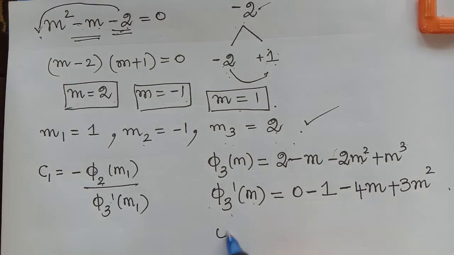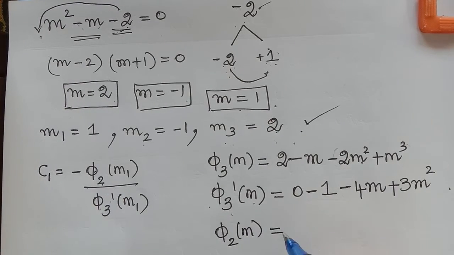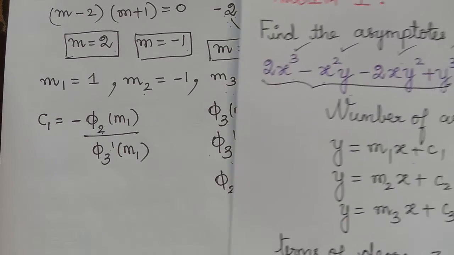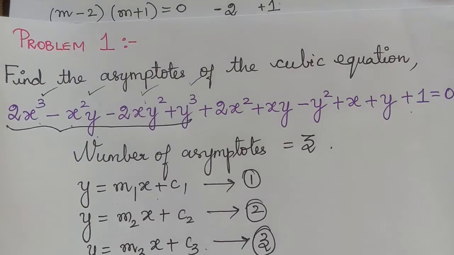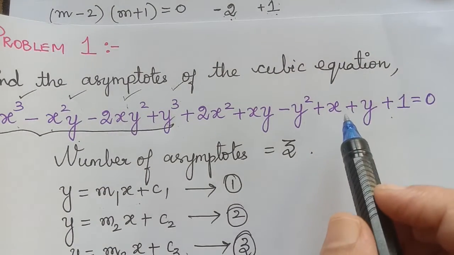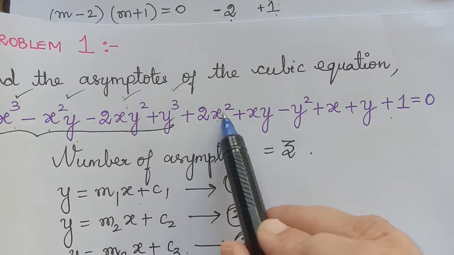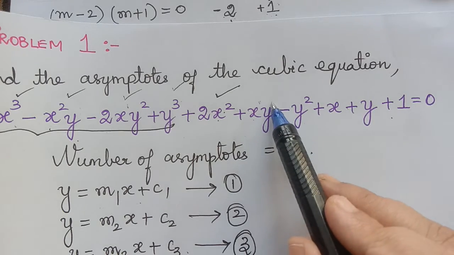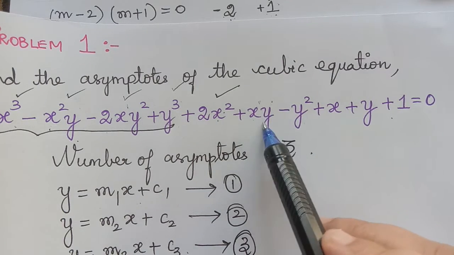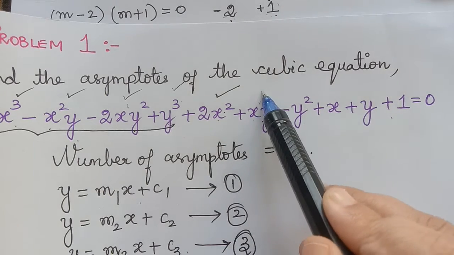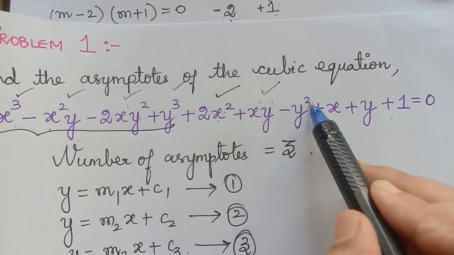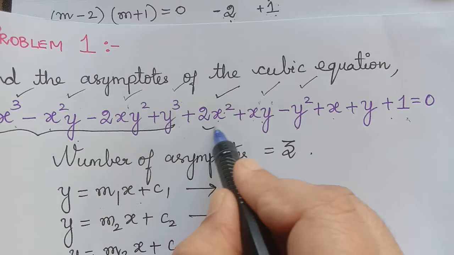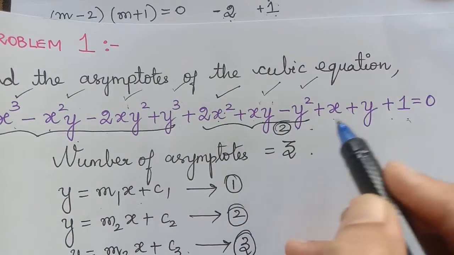Next we have to write phi 2 of m. Now what is this phi 2 of m? We have to find the terms with degree 2 in the given cubic equation. So what are the terms with degree 2? Here we have the power of x to be 2. So this is degree 2. Now here we have x to the power 1, y to the power 1. If you add the powers of the variables, you get 2. So this is also a second degree term. And then here we have y square, so it's a second degree term. The rest of the terms are not of degree 2. So these are the terms of second degree.